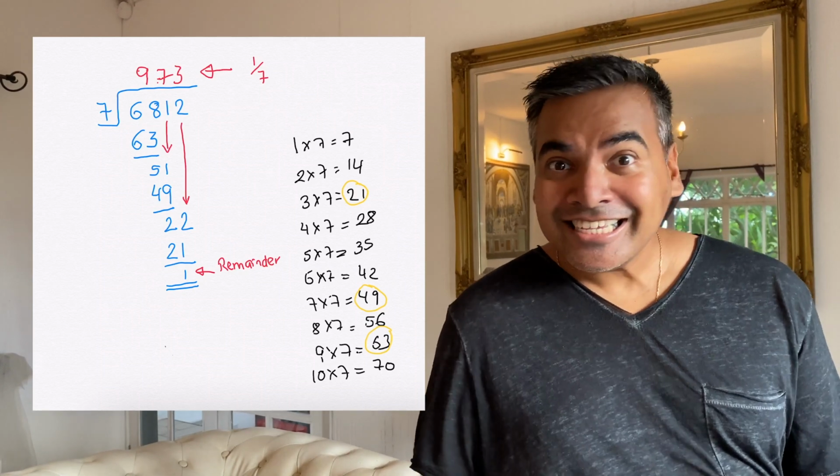Okay, so that's it. You've managed to solve a problem using long division with a remainder.